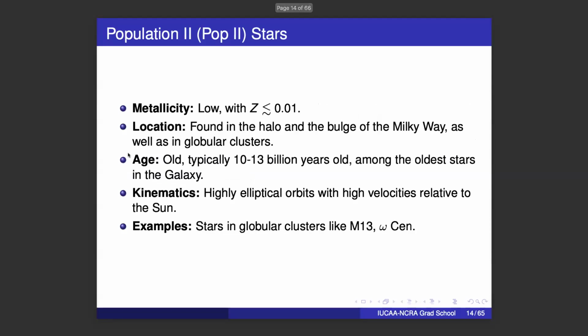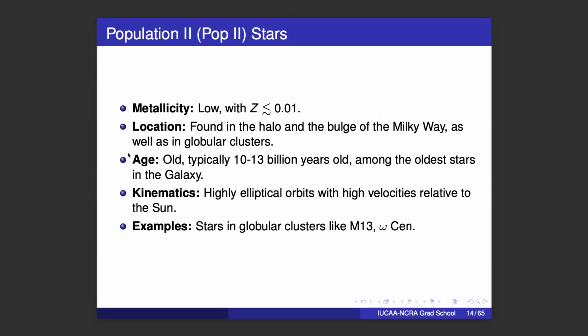Now, population 2 stars. They have low metallicity, found in the halo and bulge of the Milky Way, as well as in globular clusters. So unlike open clusters which house the population 1 stars, globular clusters house the population 2 stars.